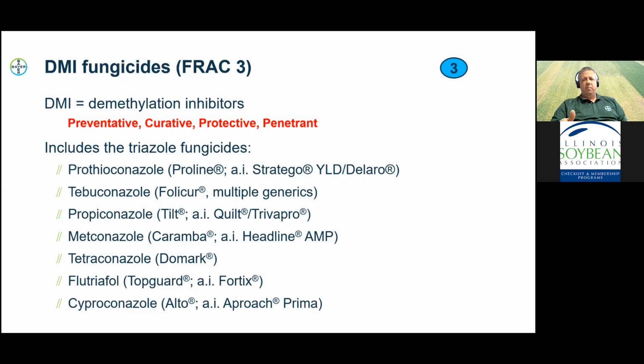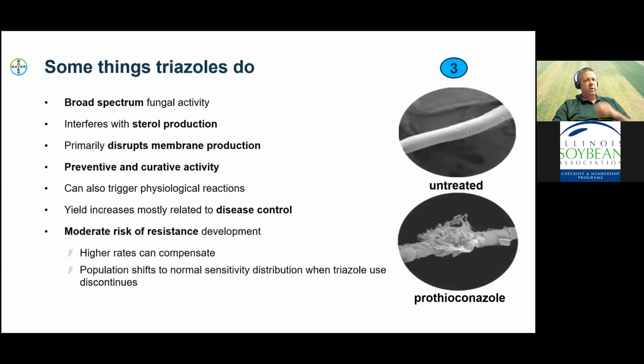We don't want to make the mistake of thinking that it can heal a lesion on a plant that has already developed. So if we have a lesion on a plant that's from the fungus developing, that's not going to go away. That damage is done, but we can stop it from spreading further and creating more lesions. So triazoles have broad spectrum fungal activity, whereas the strobilurins are a little bit more specific.